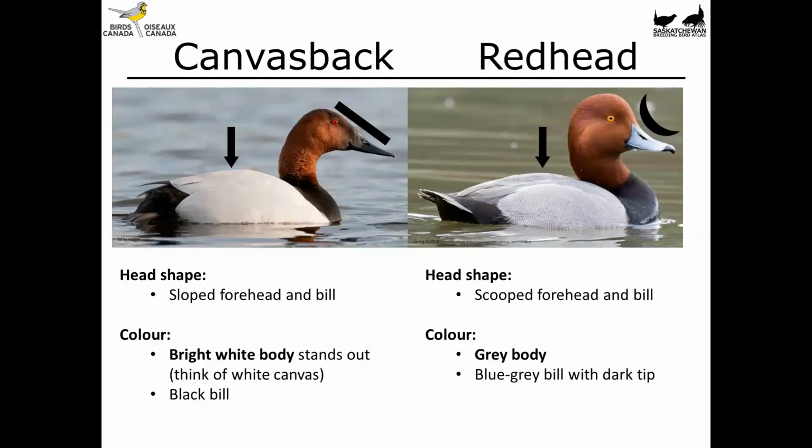So when comparing canvasbacks and redheads, remember that the head shape on the canvasback is this sloped forehead and bill, whereas the head shape on the redhead is this scooped forehead and bill. The coloring on the canvasback is this bright white body that stands out. You can think of a white canvas that you might paint on, and then they have the black bill. Where the coloring on the redhead is this gray body and this blue-gray bill with a dark tip.